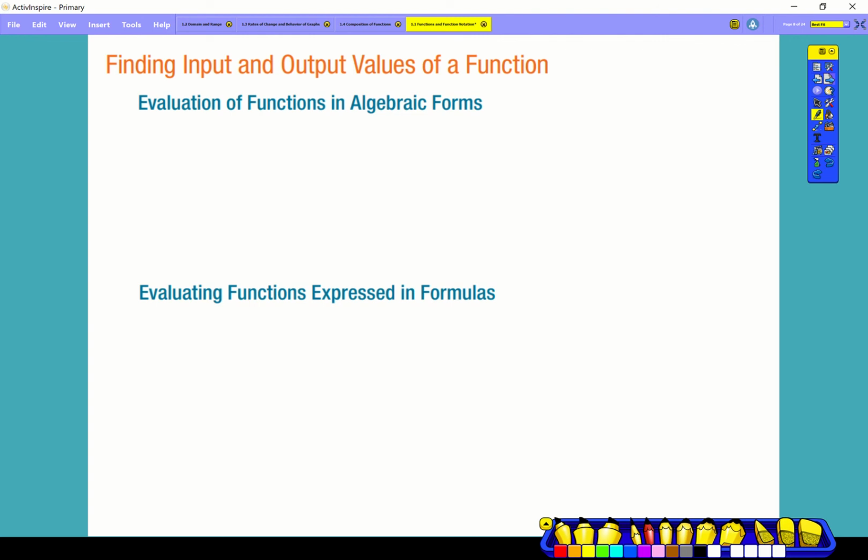So evaluating functions in algebraic form. This video is getting pretty long. I am going to go ahead and call it here, and I will pick this up in video number 2. I'll try to put this one into chunks. So I will see you in the next one.